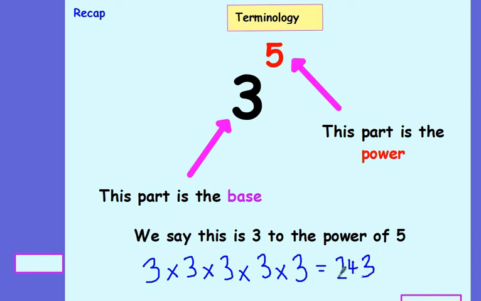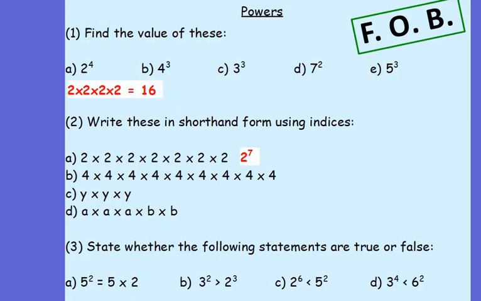So a quick practice of the skills we were doing last lesson. Can you pause the video for about 10 minutes and have a go at these 3 questions? I want you to find the value of the first questions. For example, 2 to the 4 is 2 times 2 times 2 times 2, which is 16. For the second question, can you write these in index form for me, in shorthand form? For example, 2 times 2 times 2 times 2 times 2 times 2 times 2. My base number is 2 and my power is 7 because I'm multiplying it by itself 7 times.